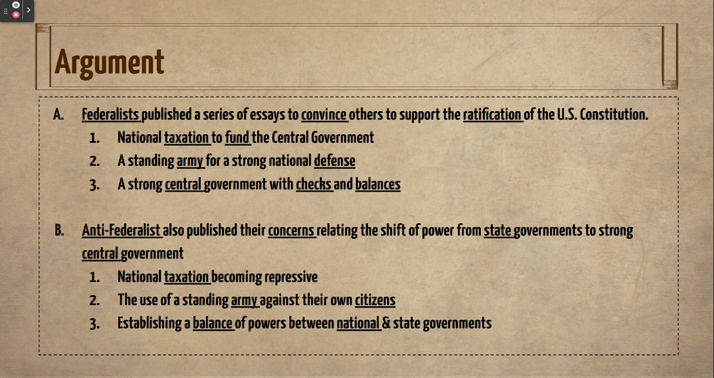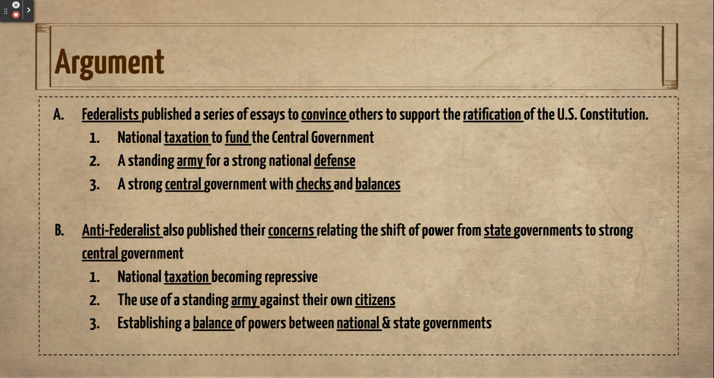The Federalists are famous for writing the Federalist Papers, very important documents in U.S. history, and their arguments were based around these three principles: that the nation needed taxes. So we had to have national taxation to fund the central government. Again, the central government just means national government, they go hand in hand. They also argued that we needed a standing army for a strong national defense and that a strong central government needed checks and balances. So, those three branches that we have, the executive, the legislative, and the judicial, that comes with the US Constitution, there needs to be a check and balance system, meaning that one branch can't have too much power than another branch.